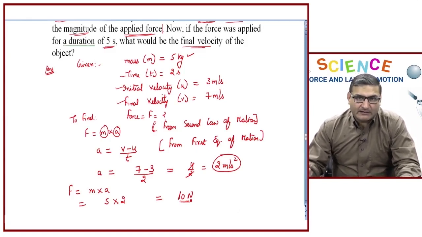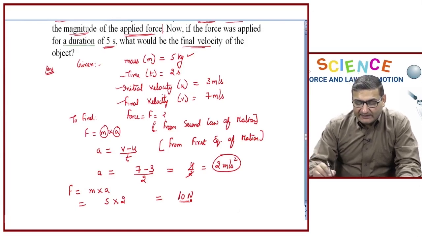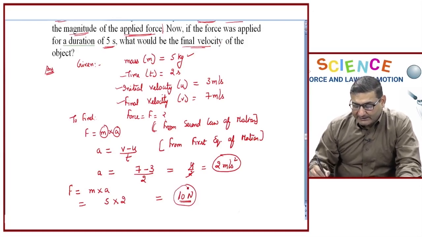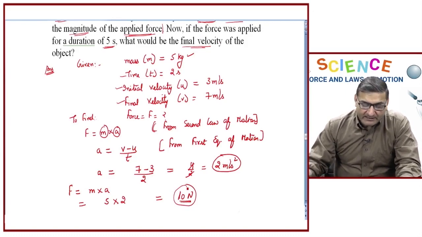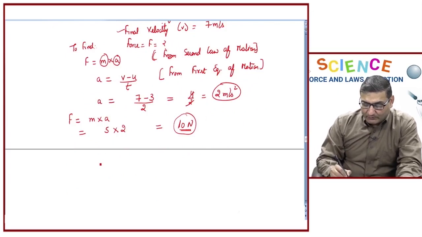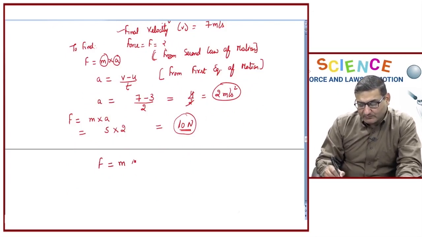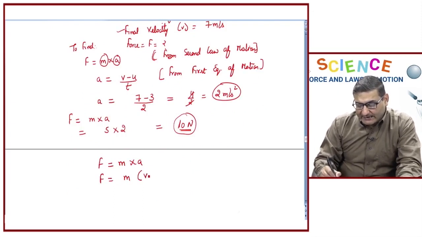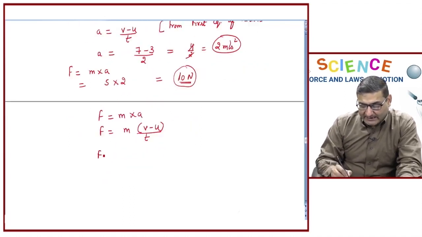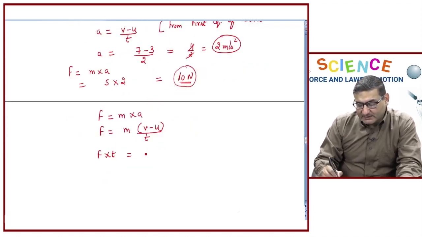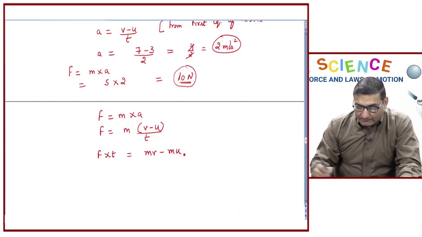Now in the second part, what he is trying to ask is that if this particular force of 10 Newton that we have just calculated was applied for a duration of 5 seconds. Now we know that once again F is equal to m into a. Rather than writing a, I can write v minus u upon t, or this becomes F multiplied by t is equal to mv minus mu. Now mass, we know exactly what the mass is.